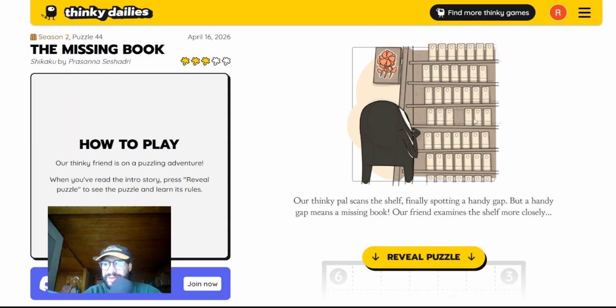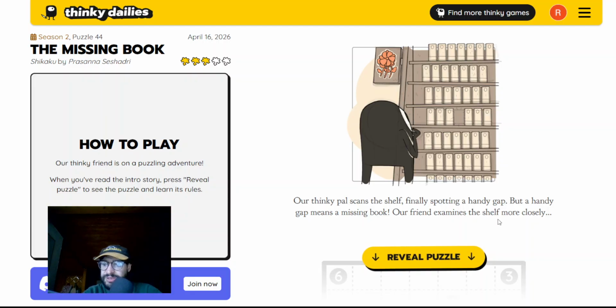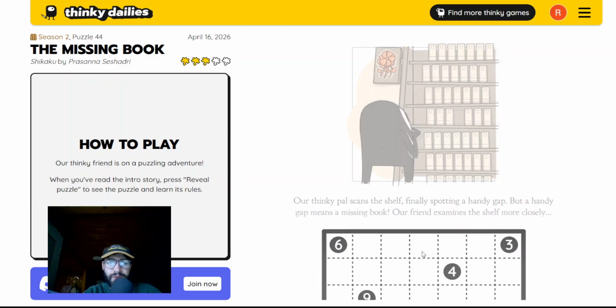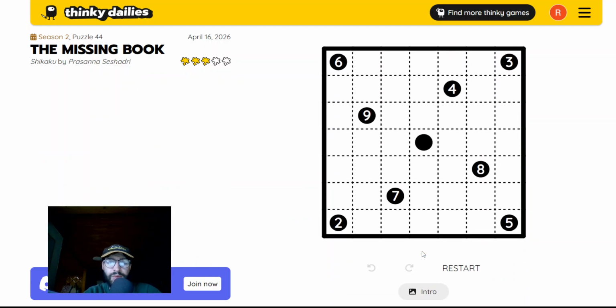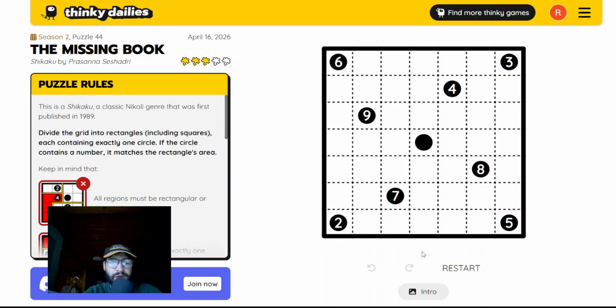Our Thinky pal scans the shelf, finally spotting a handy gap. But the handy gap means it's a missing book. Our friend examines the shelf more closely. Okay, this is a Shikaku by Prasanna Seshadri, a classic Nikoli genre that was first published in 1989. Divide the grid into rectangles, including squares, each containing exactly 1 circle.